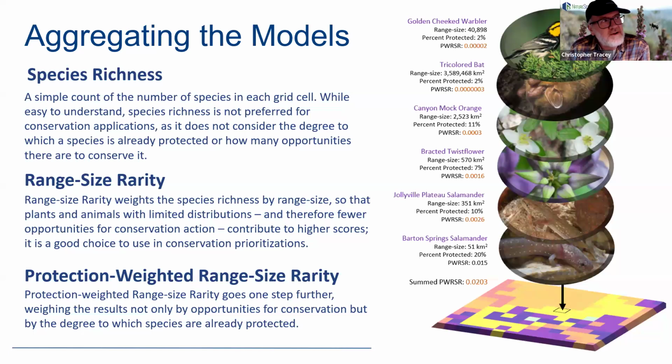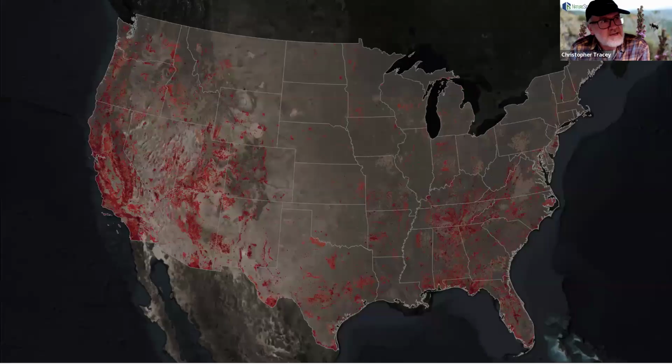And then we calculate a set of different views of MoBI, including species richness, something we call range size rarity, and protection weighted range size rarity. I'll get into each of these in subsequent slides. But MoBI is pretty much a stacking exercise. This is the 2024 map. Darker red areas on this map show greater concentrations of at-risk species.